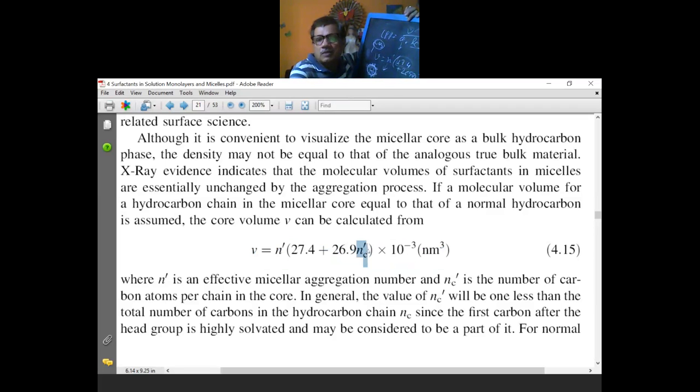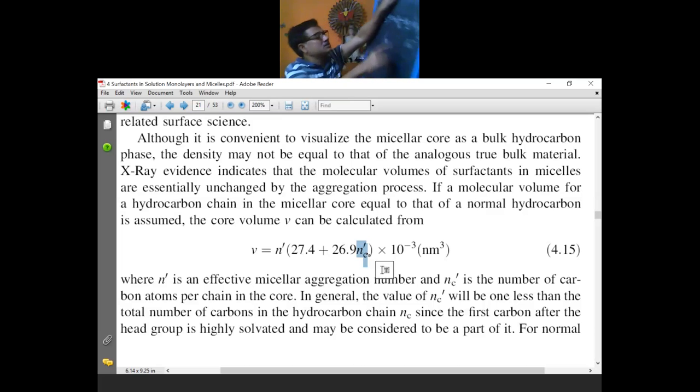Again, here this N prime is my average micellar aggregation number, meaning how many monomers are there in the micelle. 27.4 is due to the terminal methyl group volume, and 26.9 into this NC prime. What is this NC prime? This NC prime is one less than the total number of carbons in the hydrocarbon chain.